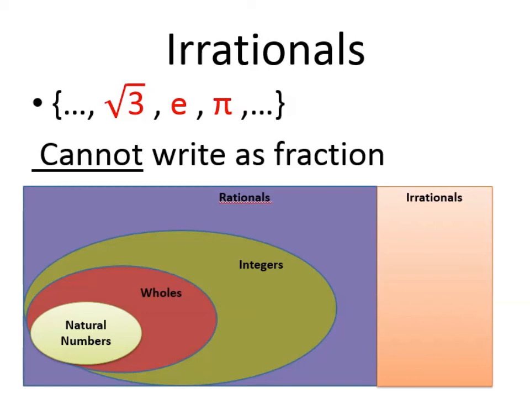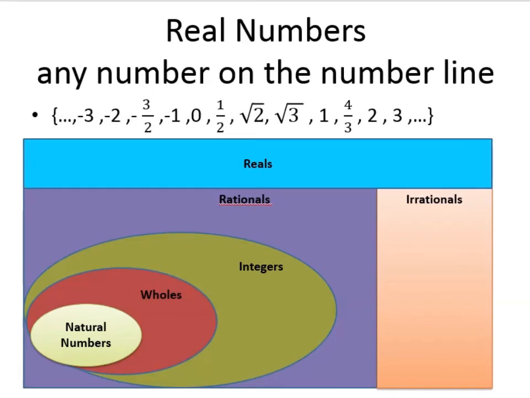Rational and irrational numbers make the real numbers that we use here in Algebra 1. So real numbers are irrational numbers, and they also include rational numbers, which includes integers, whole numbers, and natural numbers.